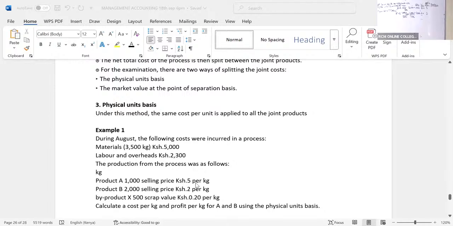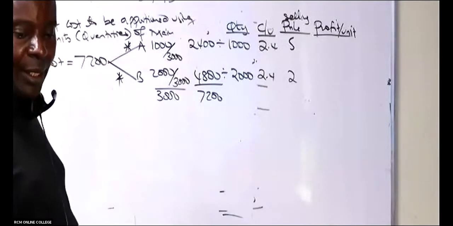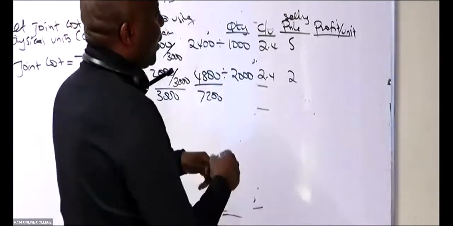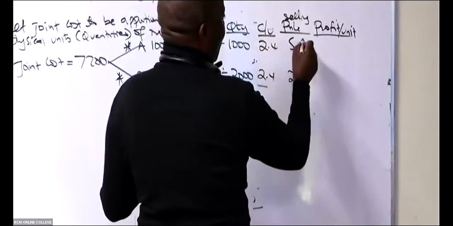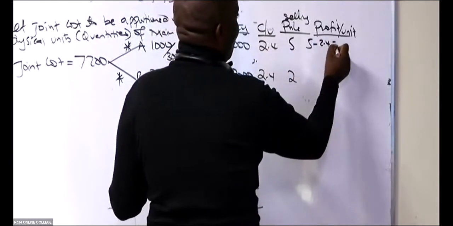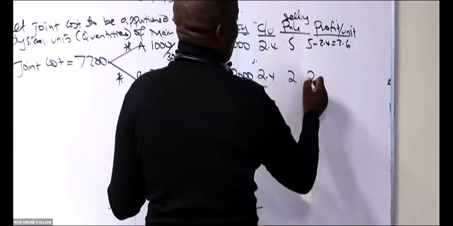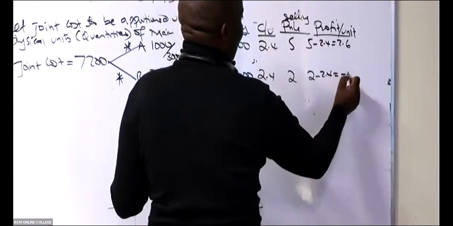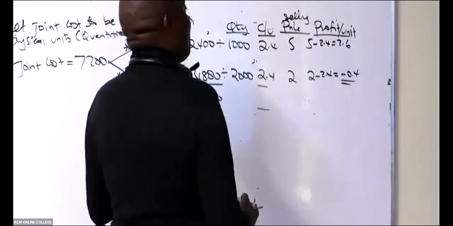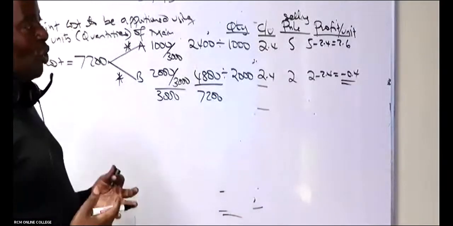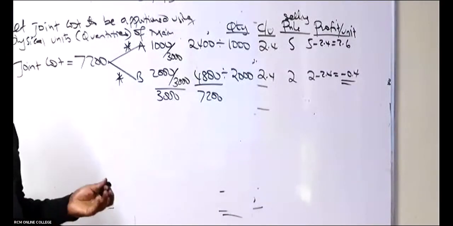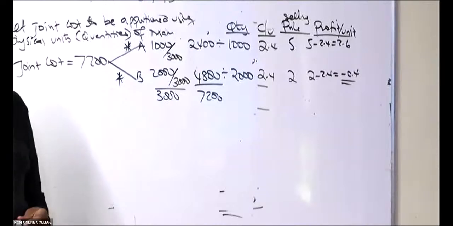So profit per unit, we shall take the selling price minus the variable cost. We shall take the selling price minus this cost per unit. So 5 minus 2.4 is 2.6. This one will be 2 minus 2.4, which gives me a loss of 0.4, because basically it was made to absorb a higher cost than it could absorb.